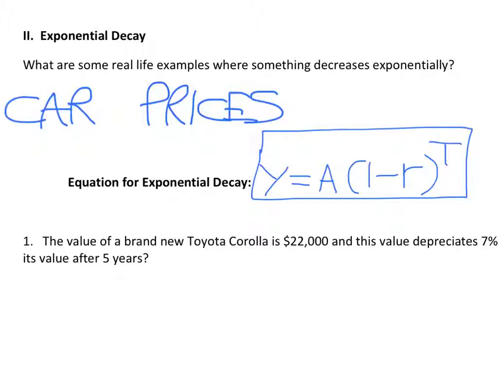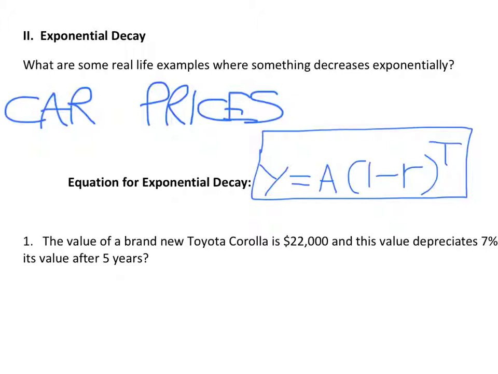What are some real-life examples where something decreases exponentially? Car prices. If you ever hear car depreciation, the basic concept is you buy a car, right off the lot, and as soon as you buy it off the lot, the price goes down. And each year you put wear and tear on the car, the price goes down each year. But eventually it'll level off.